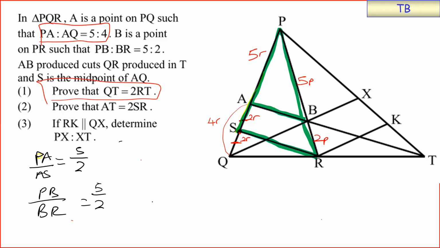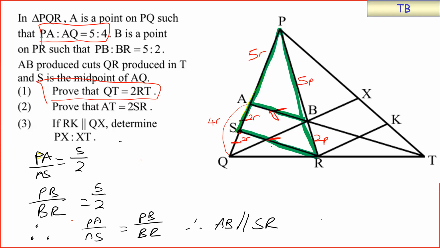So what is my conclusion? Therefore, PA over AS is equal to PB over BR. And therefore, because the ratios are equal, what can I conclude? AB has to be parallel to SR. That is what the young man was trying to tell us. So we want to put our parallel lines here. Are you happy with that?